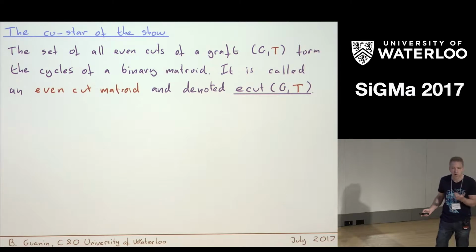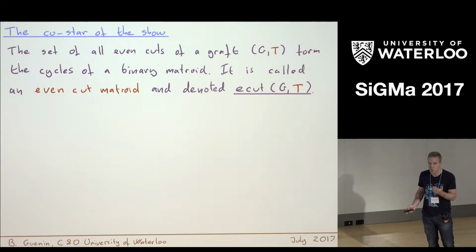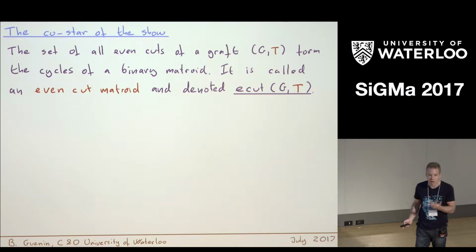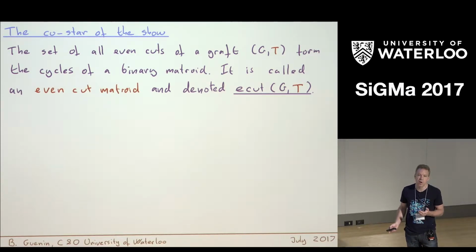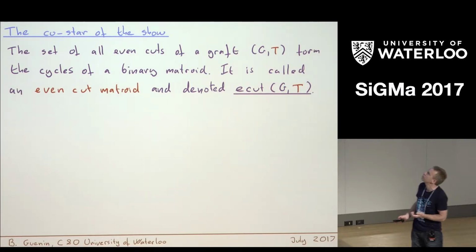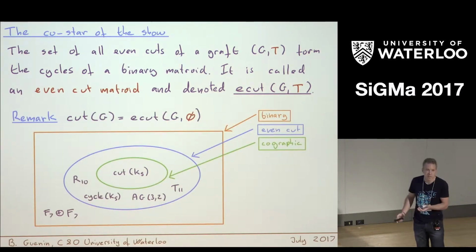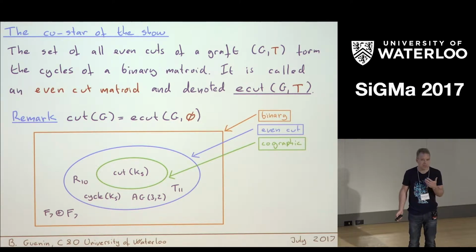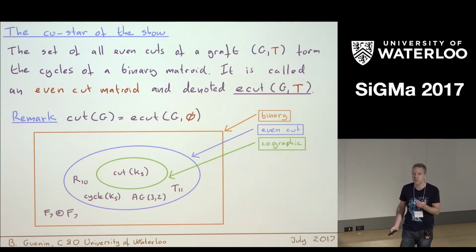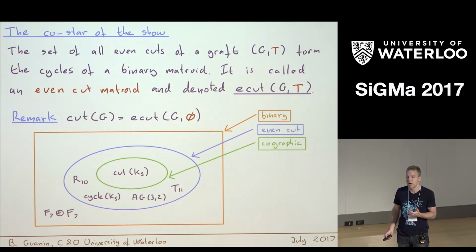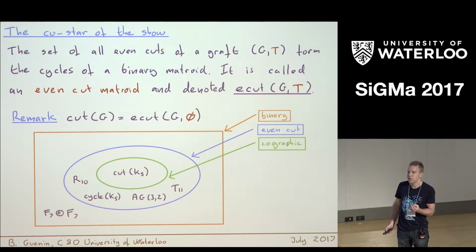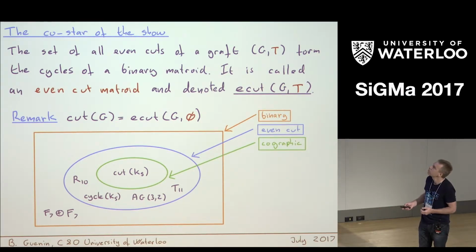And now similarly as before, I can say that the set of all even cuts of a graph forms the cycles of a binary matroid, and we call that binary matroid an even cut matroid. I will denote it by E-cut of (G, T). Now, what happens if my set of terminals is just the empty set? Then every cut is an even cut. So that will tell you that cographic matroids are a class of even cut matroids.